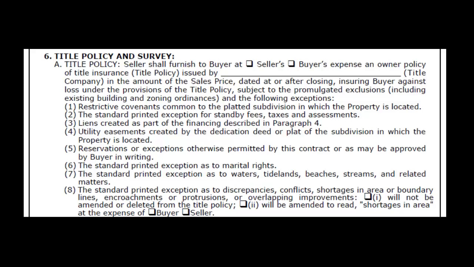It would be more accurately called a title insurance policy, since that's what it really is. This is insurance that protects the homeowner and the lender against financial losses from defects in the title. It ensures that you're actually buying the property that you think you're buying.